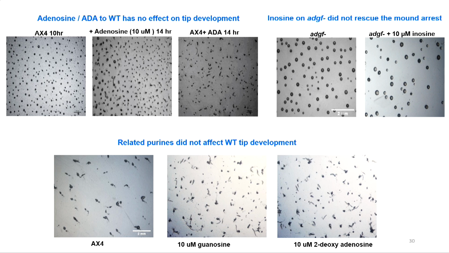So now we asked if adenosine is involved in suppressing tip development: if you add adenosine to wild type, will it suppress tip development? That is the hypothesis we started with. However, when we added adenosine, it did not make substantial changes to tip formation. Adenosine after 10 hours, no change in the wild type. The derivative inosine, if ADGF really works, is also found. Inosine also has no effect. Related purines, we also checked guanosine and deoxyadenosine. They also do not exert any effect at all.